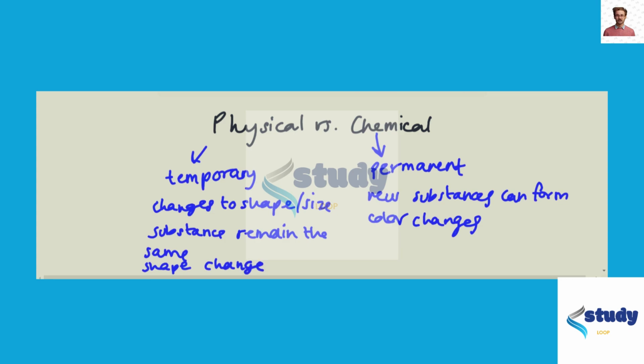Another big difference between the two is that physical changes do not involve the production of energy, but chemical changes, obviously, involve the production of energy, which can be in the form of heat or light, for example. Physical: no production of energy, and chemical: this produces energy.